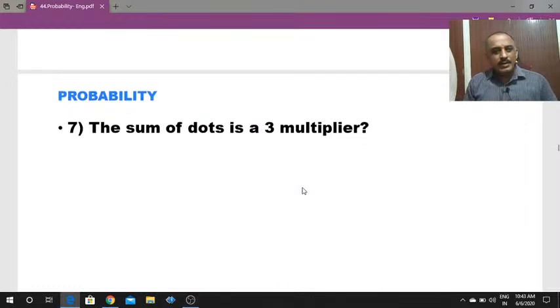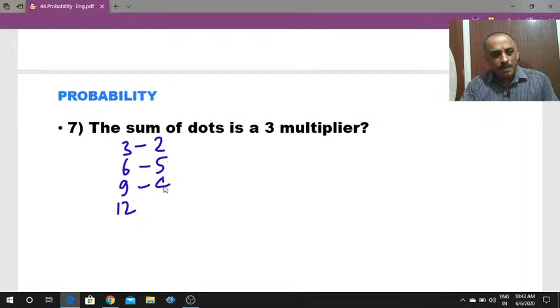Next one, the sum of dots is a multiple of 3. What is your answer? From 2 to 12, the multiples of 3 are 3, 6, 9, 12. Sum of dots 3, number of possible outcomes 2, 6, 5, 9, 4, 12, 1.